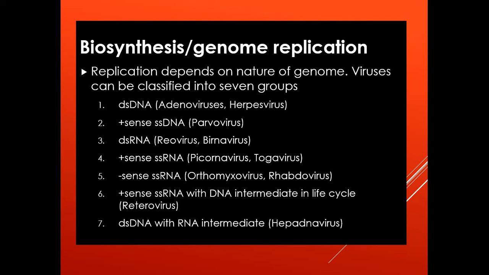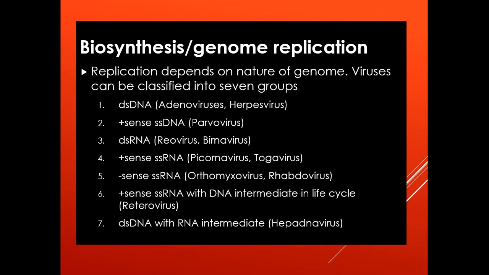Viruses can be classified into 7 groups. Double-stranded DNA viruses include adenoviruses and herpes viruses. Positive sense single-stranded DNA viruses include parvoviruses. Double-stranded RNA viruses include reoviruses and birnaviruses. Positive sense single-stranded RNA viruses include picornaviruses and togaviruses. Negative sense single-stranded RNA viruses include orthomyxoviruses and rhabdoviruses.